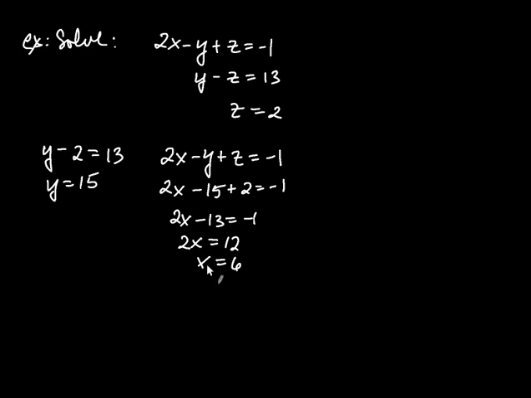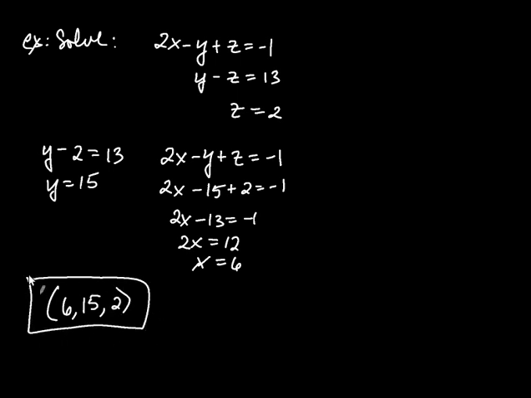So our solution is the ordered triple x, y, and z. Our solution is the ordered triple, x is 6, y is 15, and z is 2. Now if we graph these three, we'd have to graph this in a coordinate system with three axes. And if we graph them, we're going to find that these are all planes, and they intersect at the point 6, 15, 2.